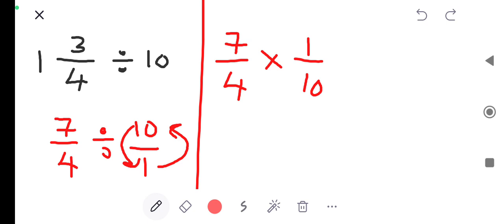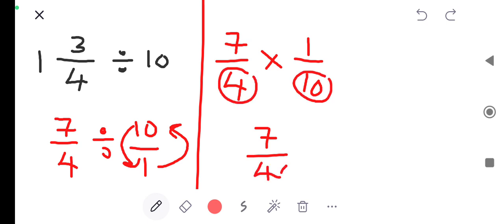Then you multiply the numerators we have here. So you do 7 times 1, which is 7, over, multiply the denominators, you do 4 times 10, that gives you 40. So the answer becomes 7/40. Now let's look at the second one.